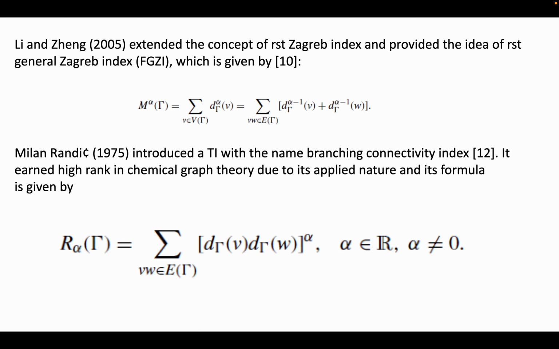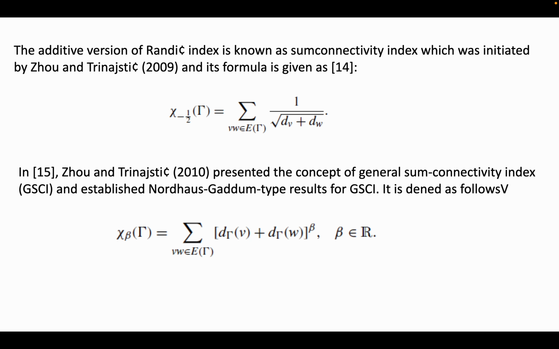And Milan Randic introduced a TI with the name branching connectivity index. It earned a high rank in chemical graph theory due to the applicable nature of its given formula. And this is the given formula. The additive version of the Randic index is known as the sum connectivity index, which was initiated by Zhou and Trinajstic, and its formula is given below.